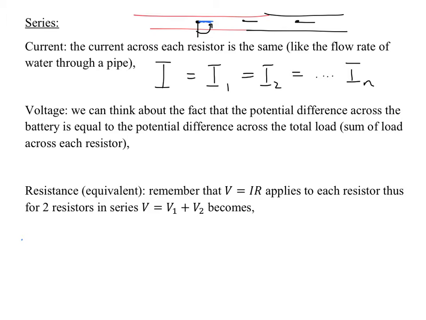So if there's 7 resistors in series, I equals I1 equals I2 equals I3 equals I4 equals I5 equals I6 equals I7. The current is the same through every resistor in series. That make sense? And think about it logically. If you don't have a split, it means the current is continuing.